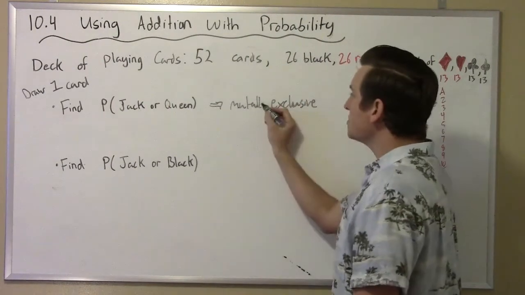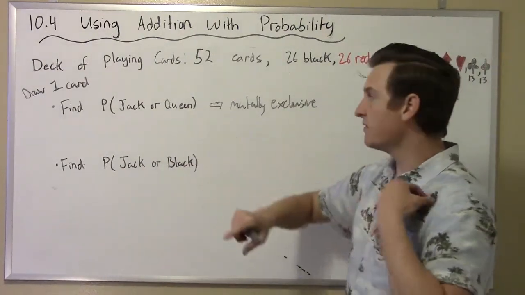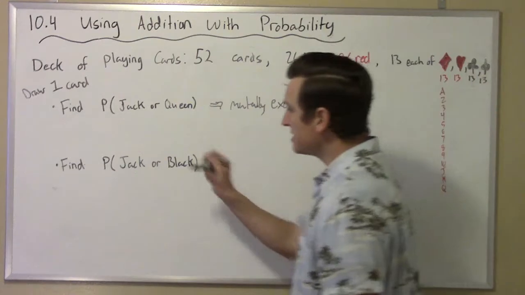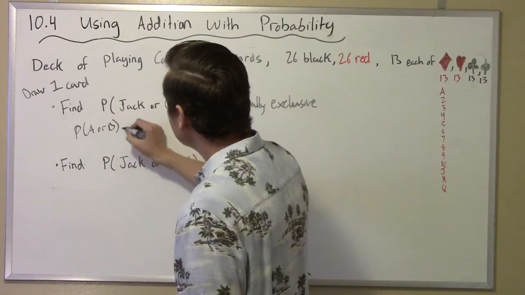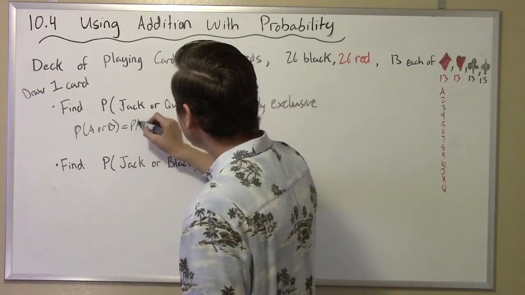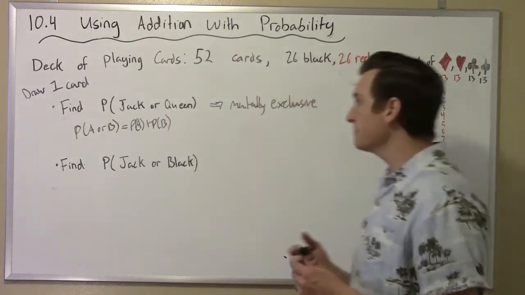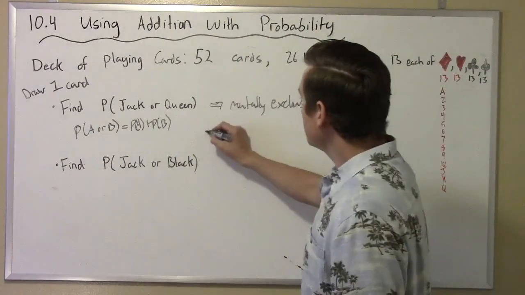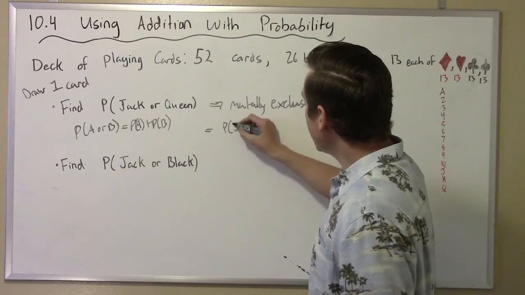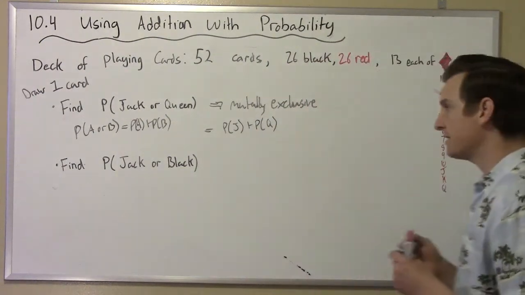Okay? So the formula for finding the probability of one event or another event when we're mutually exclusive is this. The probability of A or B is equal to just the probability of A plus the probability of B. And that's it, okay? So the probability of jack or queen is equal to the probability of jack plus the probability of queen, right? So we just find them separately.